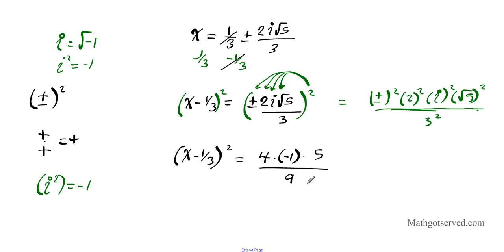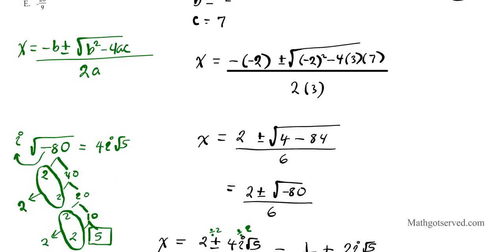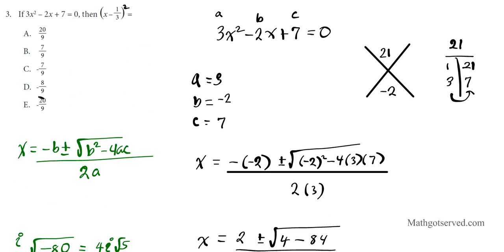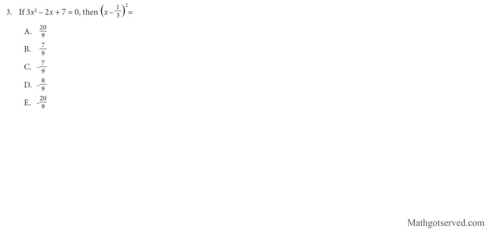Comes out nicely, doesn't it? Anyway, let's simplify that. That becomes 4 times -1 is -4 times 5 is -20 over 9. Okay? So (x minus 1/3) squared is -20 over 9. So your answer is option letter E. Alright, moving right along.